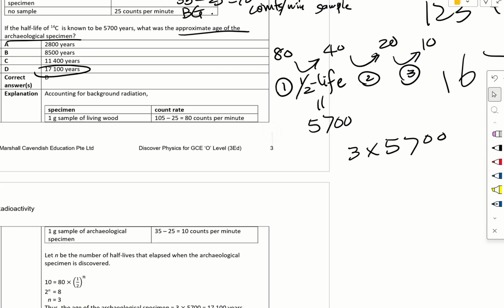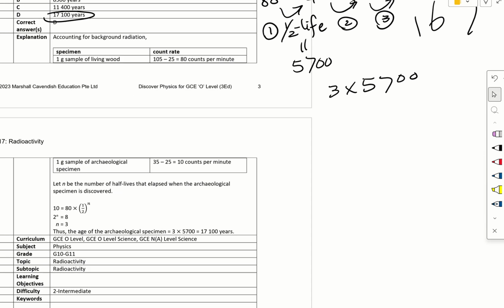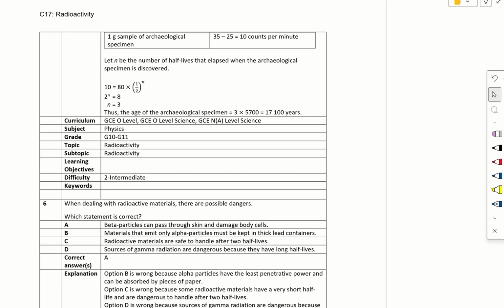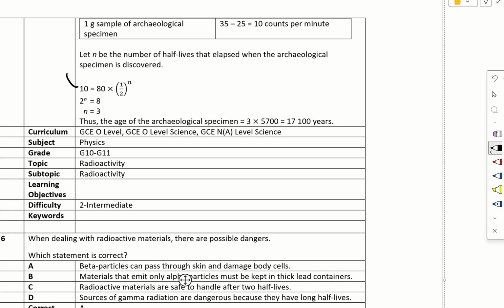Okay. So is there an easier way to do it? So if you look at the solution here, this is the final count, right? So all this final count, okay, after n number of half-lives. This is the number of counts at the initial, okay, after subtracting away the background count.